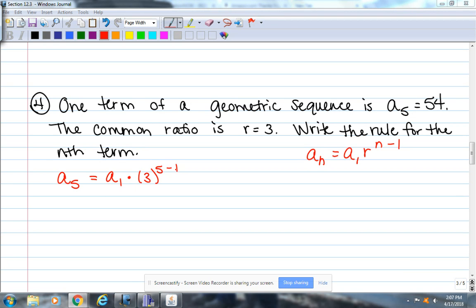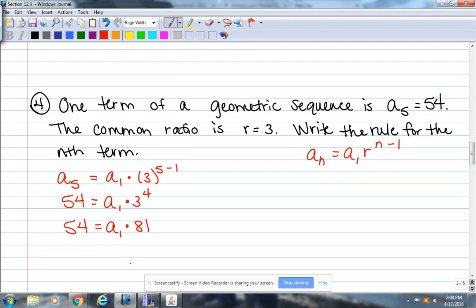So 5 minus 1 is 4. And a sub 5, the fifth term, is 54. So I'm going to substitute a 54 here. And where it says 3 to the 5 minus 1, I'm going to change that to 3 to the 4th power. Now, can y'all tell me what 3 to the 4th power is? It's 81. So 54 equals a sub 1 times 81.